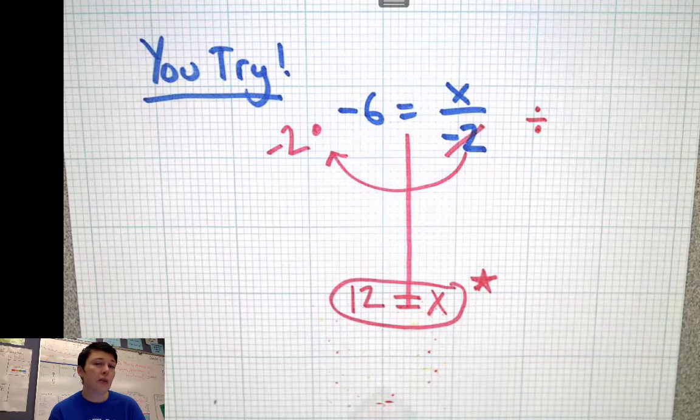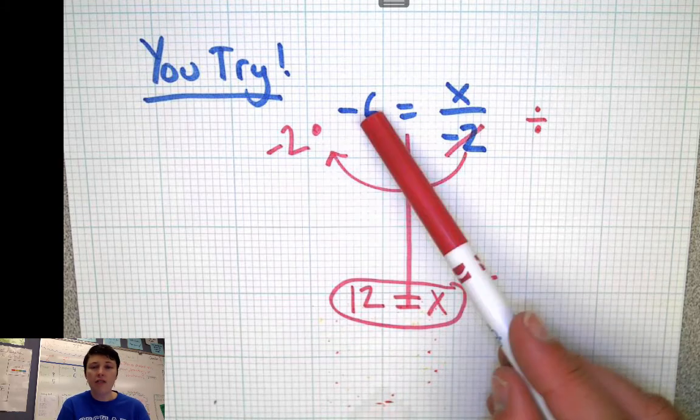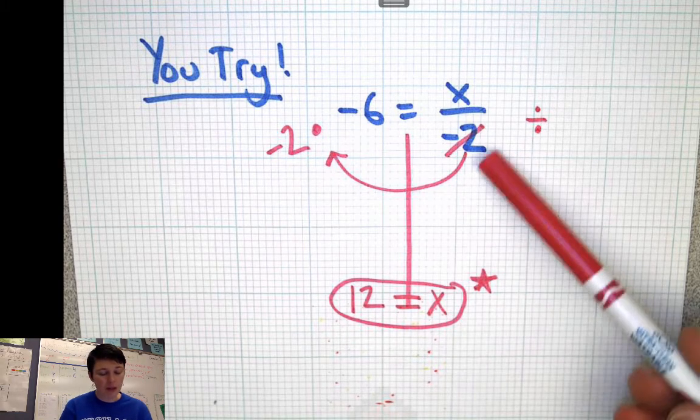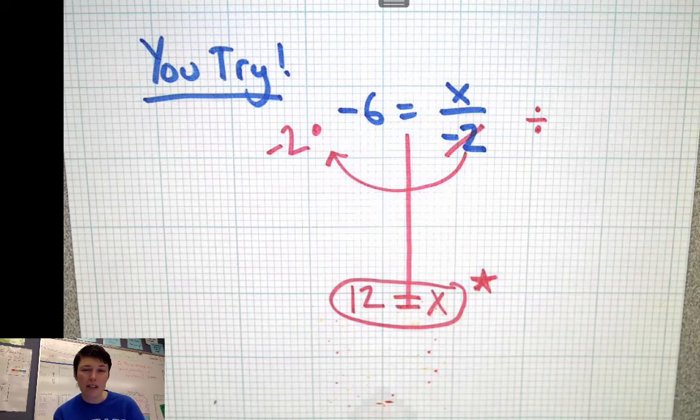Now, if you didn't get 12 as your answer, you should look at your paper and figure out what your mistake was. Was it the negative times the negative? Was it when you moved the 2 over and you times it, did you change it to a positive 2 accidentally? Look for that mistake and think about it because you don't want to repeat that mistake again. You want to try to avoid that error.